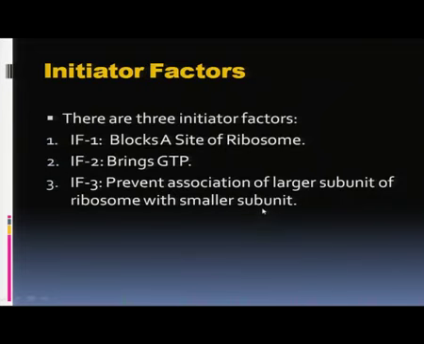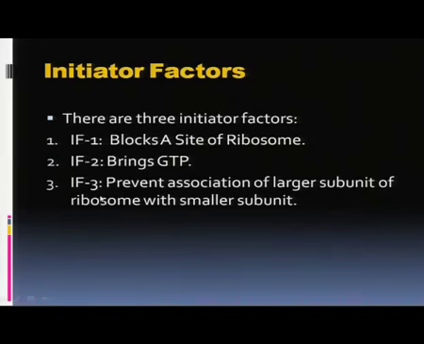During initiation, first of all, the smaller subunit will combine with the different components to form the 30S initiation complex. During this activity, the larger subunit cannot bind, and it cannot bind because of IF3, that is initiation factor 3, which prevents the association of the larger subunit with the smaller subunit.